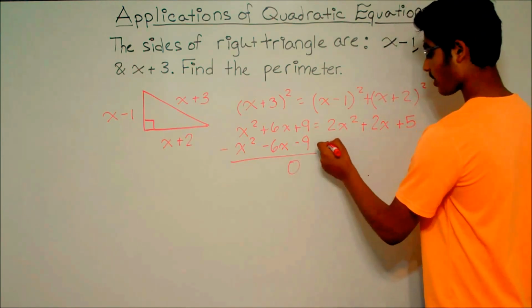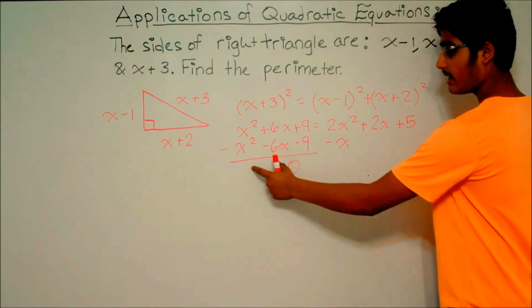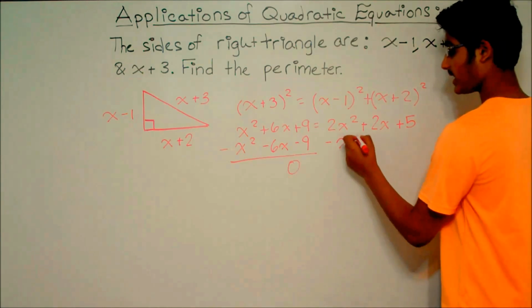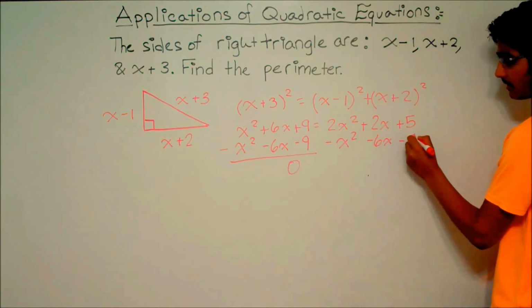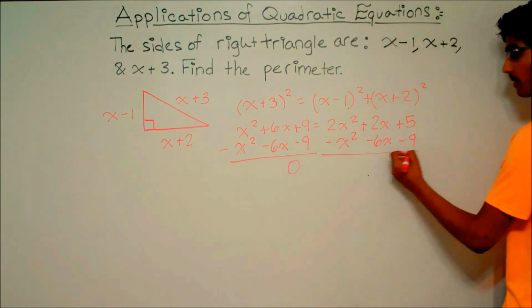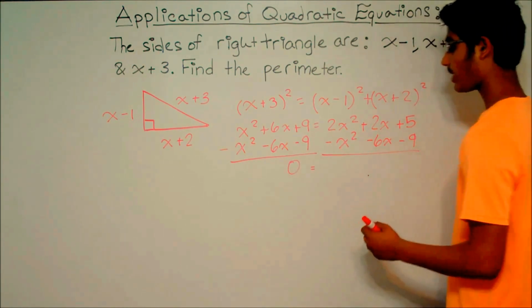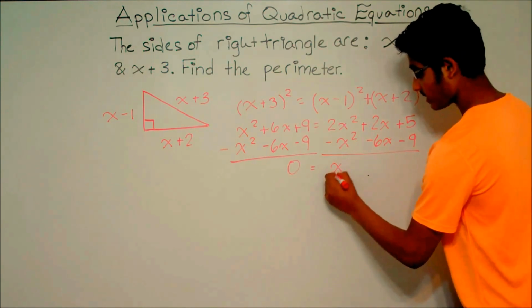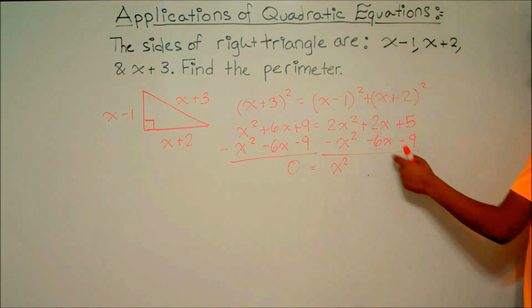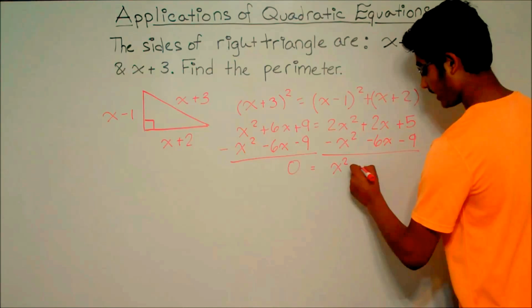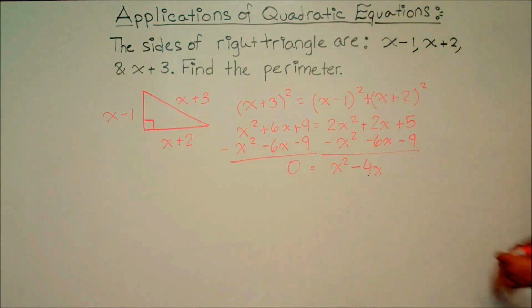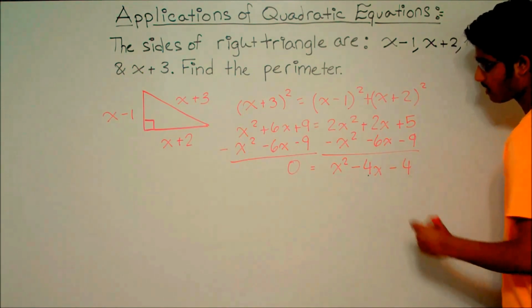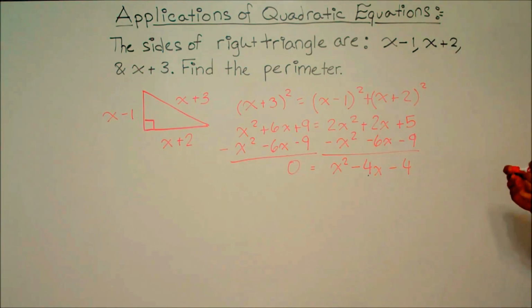And then on this side we're going to do the same, because whatever we do on this side, we have to do on the right side. So minus x squared minus 6x minus 9 becomes 2x squared minus x squared is x squared, 2x squared minus 6x is minus 4x, and 5 minus 9 is minus 4. So now we would have to try and solve for x.